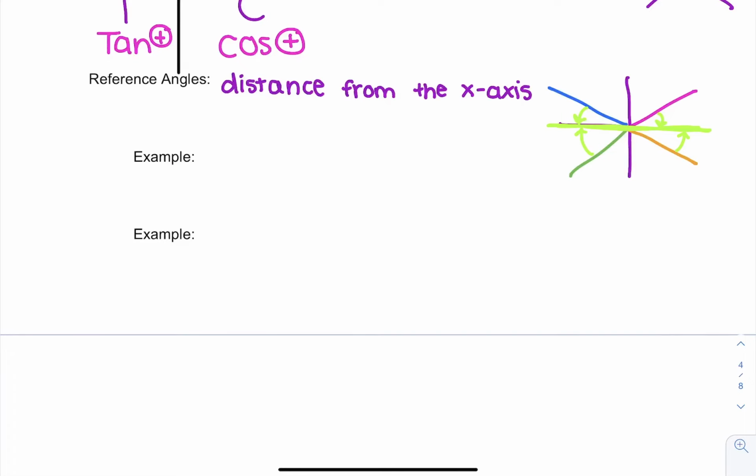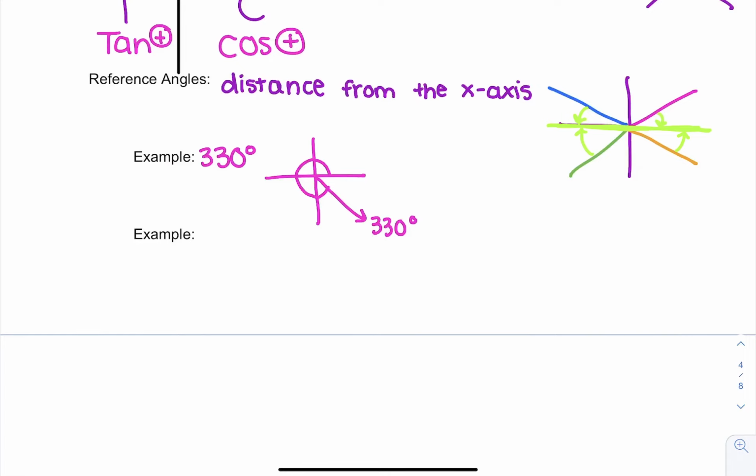So let's try two examples. So let's say we have 330 degrees. The first thing you need to do is figure out where 330 degrees is. We know if we go around, we go from 90 to 180 to 270. All the way around is 360, so we're just a little bit short of that. So here is 330 degrees.